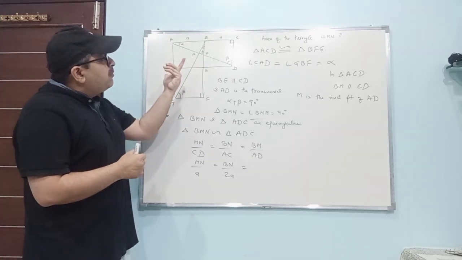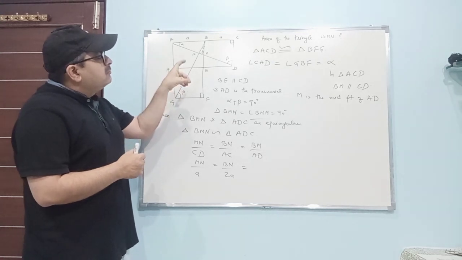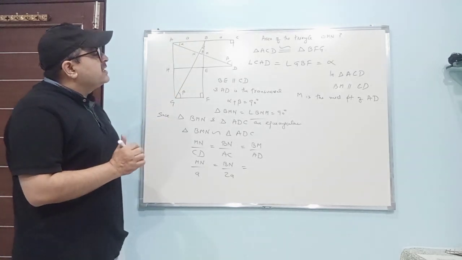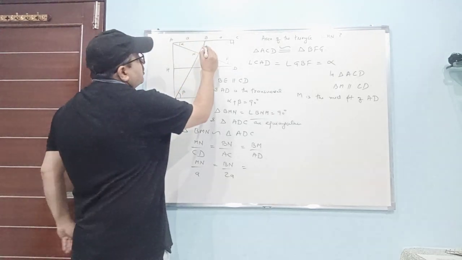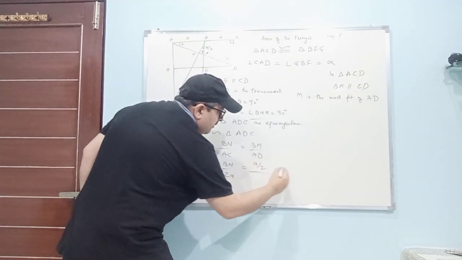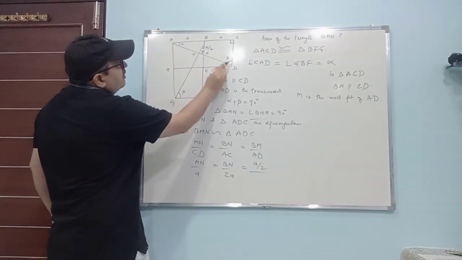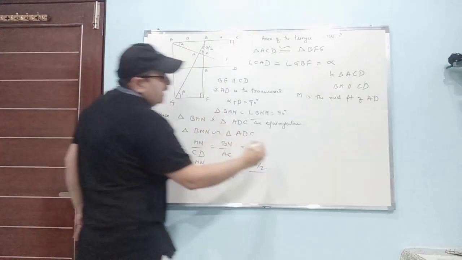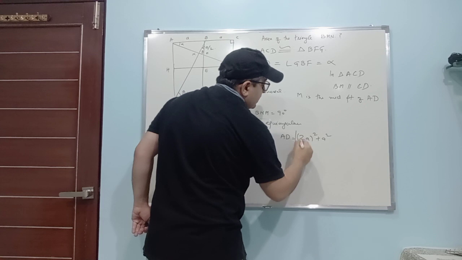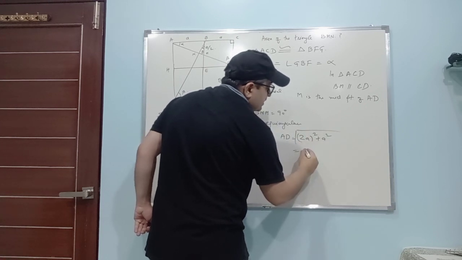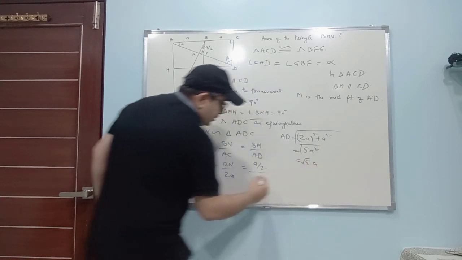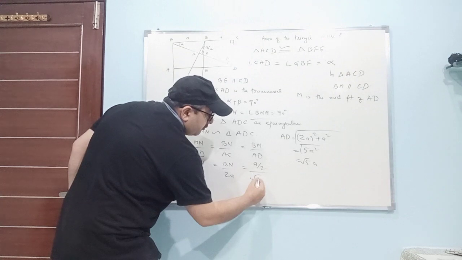So if B is the midpoint, M is the midpoint, the line segment joining the midpoints is half of the third. So I'm sure this dimension is a by 2. And what about AD? Well, it is the hypotenuse. So AD is 2a square plus a square under the root. So it is 5a square, under root 5a. So this is under root 5a.